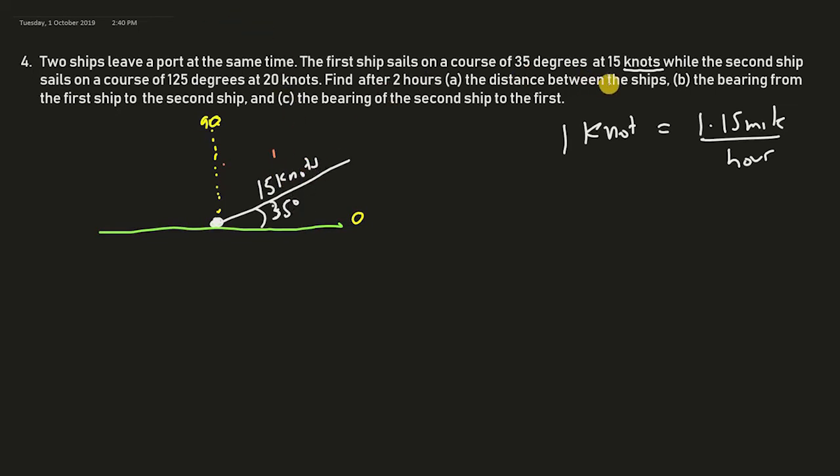Okay. Now, it says here that our second ship sails on a course of 125 degrees at 20 knots. So, let's measure where the 125 degrees is. Here, it travels from 0 up to here, so that's 90 degrees. Meaning, 125 minus 90 is 35. So, from here to here, this is 35 degrees, guys. It travels at a speed of 20 knots.